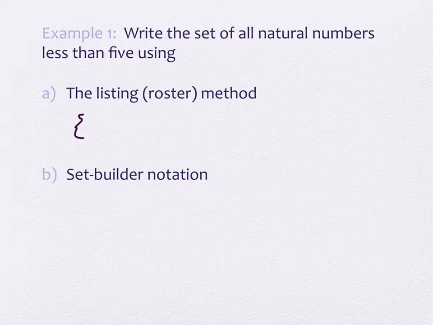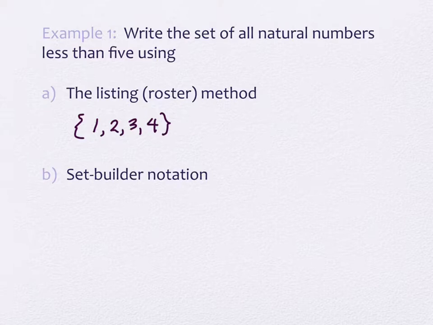So if you're doing the listing or roster method, what are you going to write down? Where do we start? 1. Yeah, we start with 1. And where will we stop? 4, because it said less than 5, right? So this is the listing or roster method for this particular set. Super straightforward. You can see all the elements in it. It's very nice. It finishes itself. I have no dot, dot, dots.